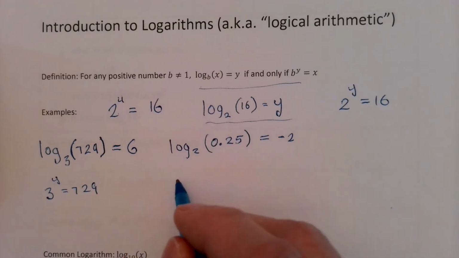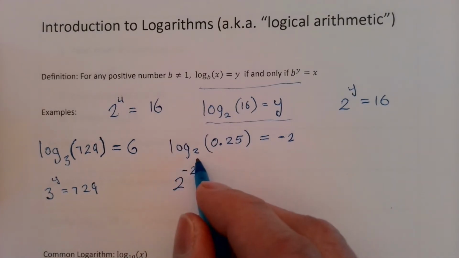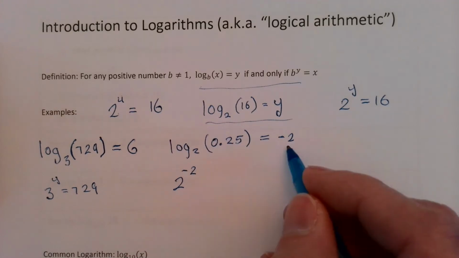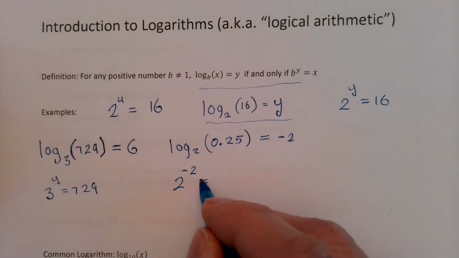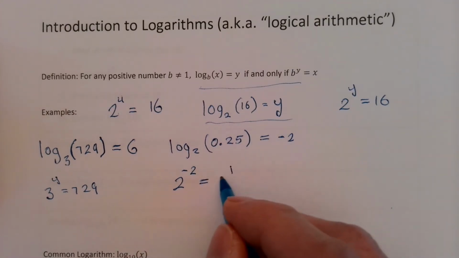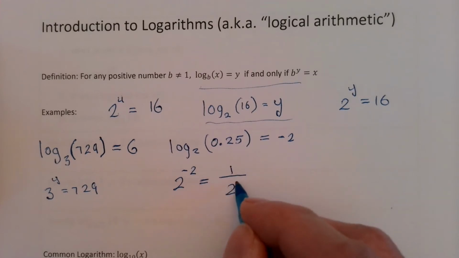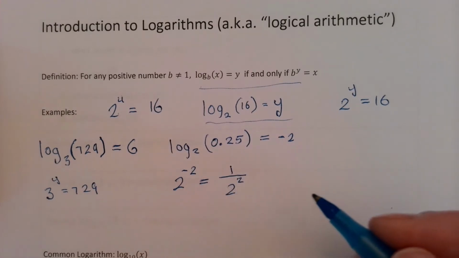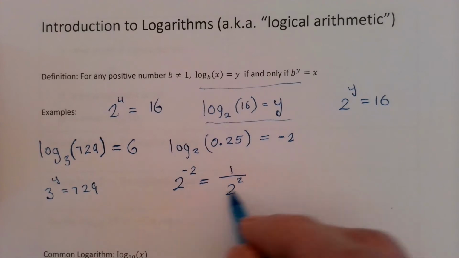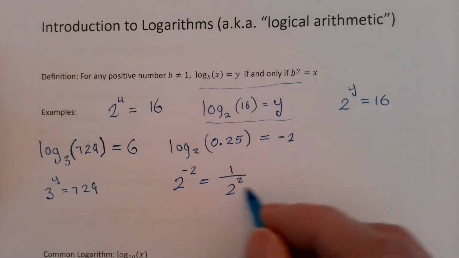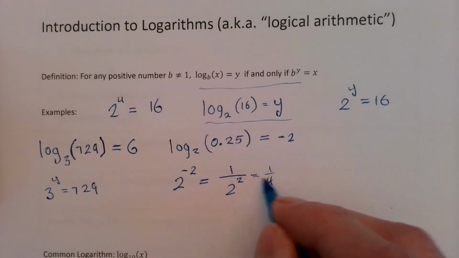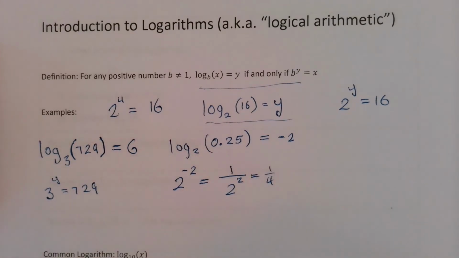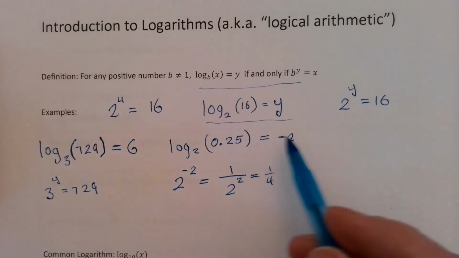Why? Well, here's how you can check your work. Take the base 2, raise it to what the logarithm is, or what you think it is, and remember that a negative exponent is equivalent to 1 over that same positive exponent. Same power, but with a positive exponent in the divisor. And that's 1/4, and that's 0.25. So, yeah, that's the correct logarithm.